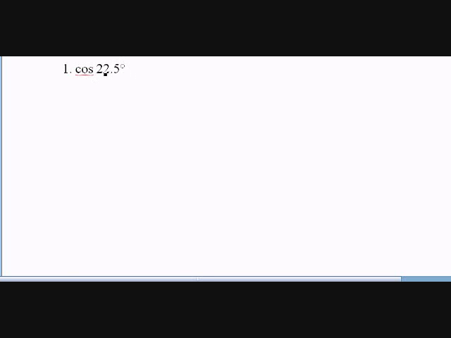Okay, so here's cosine of 22.5. I don't really know what that angle is, but since we're in the half angle section, I'm going to double this, which is 45. So if I take the cosine of 45 over 2, I get the same thing as the cosine of 22.5. So we have half angle cosine, I'll write that over here, is plus or minus the square root of 1 plus cosine theta all over 2.